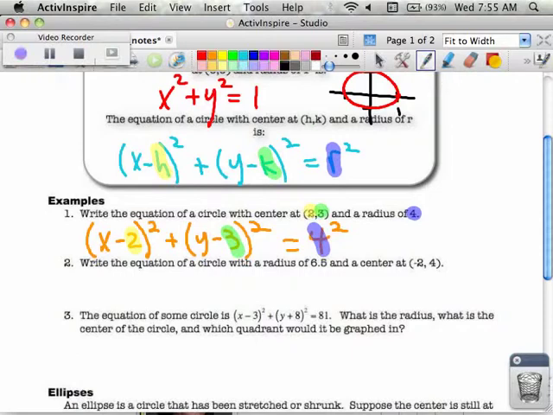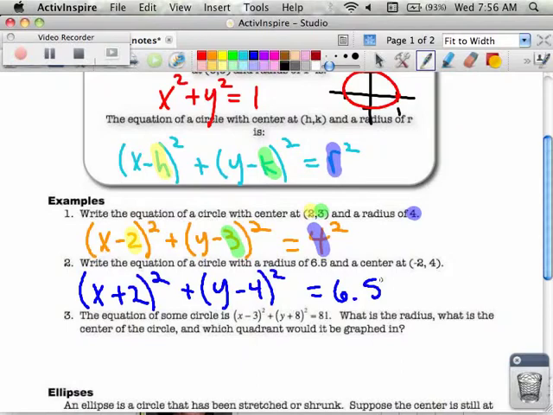Let's go with, in this second problem, they throw some different things in like a decimal and some negatives. Still x, and it's minus a negative 2, so it's plus 2. This is where I'm talking about where it looks like the opposite of what you would think. And then y minus 4 from the center, and that's being squared. Don't forget the squares on the parentheses, equals 6.5 squared.